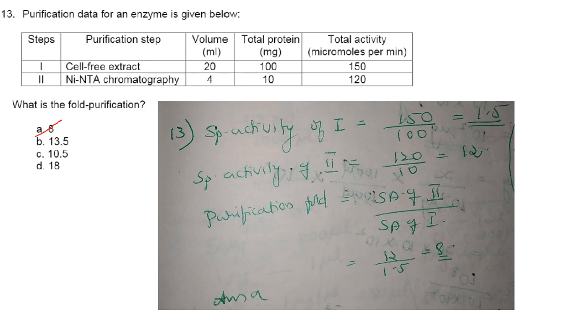And purification fold is the specific activity of the second one divided by the specific activity of the first one. So 12 divided by 1.5, that is 8. Answer is option A, 8.